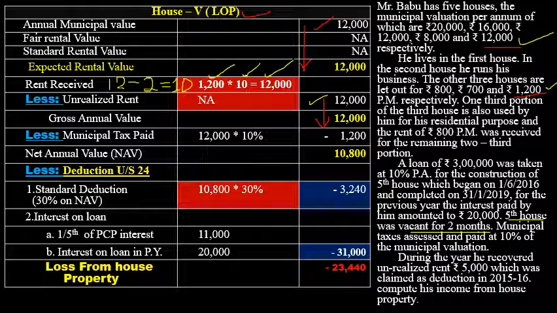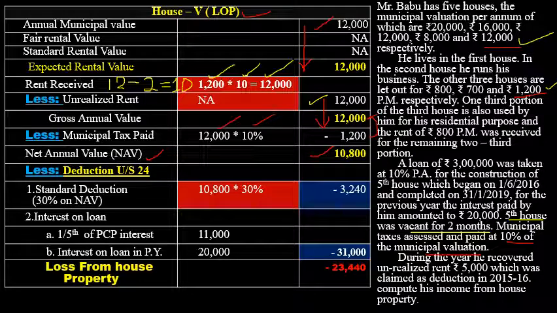Next is the municipal tax. It is 10% of annual municipal value. So municipal value is 12,000. 12,000 into 10%. So 1,200 is the municipal tax. So next is the net annual value. Gross annual value minus municipal tax paid. 12,000 minus 1,200. So 10,800 is the net annual value.